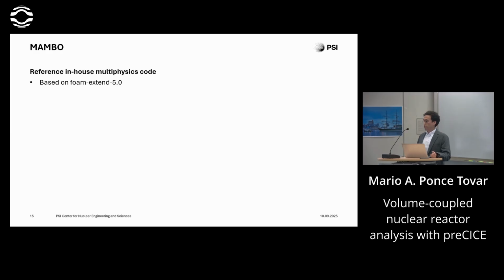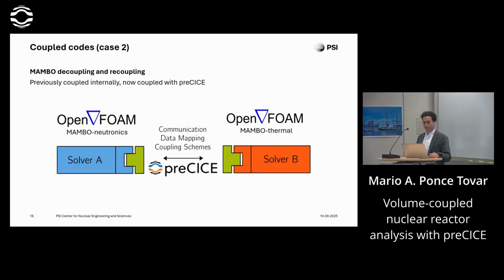Additionally, we have this reference code, which allows us to make the benchmark comparison. And this is a code that we call Mambo. It's based on foam-extend, and it does all of the coupling internally, but it solves the exact same equations as the other two codes that I just showed. And since it's OpenFOAM, it's just finite volumes. Okay, but then also having this reference code provides an additional opportunity because it's actually possible to decouple the subsolvers in the code and then recouple them back together using preCICE, which also allows us to do a more idealized benchmark, essentially.